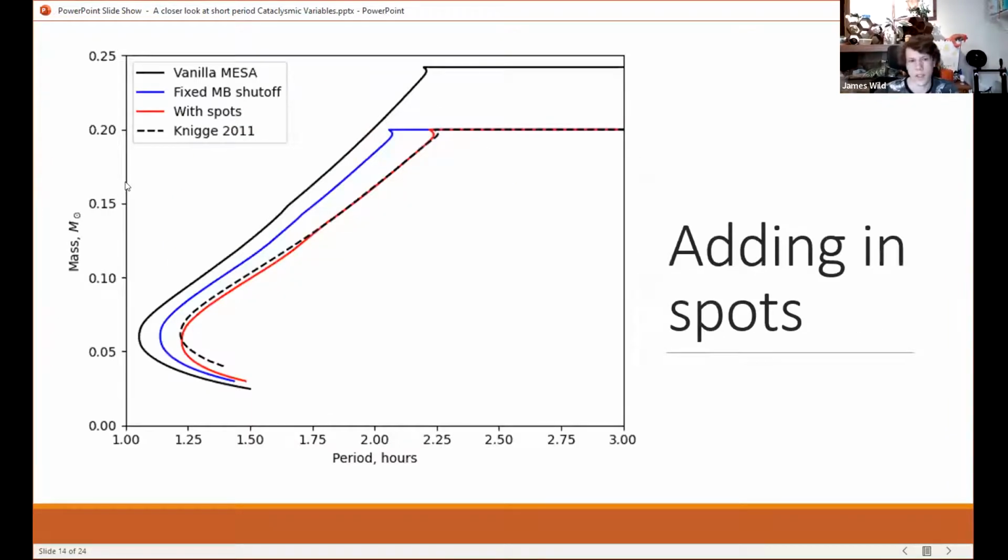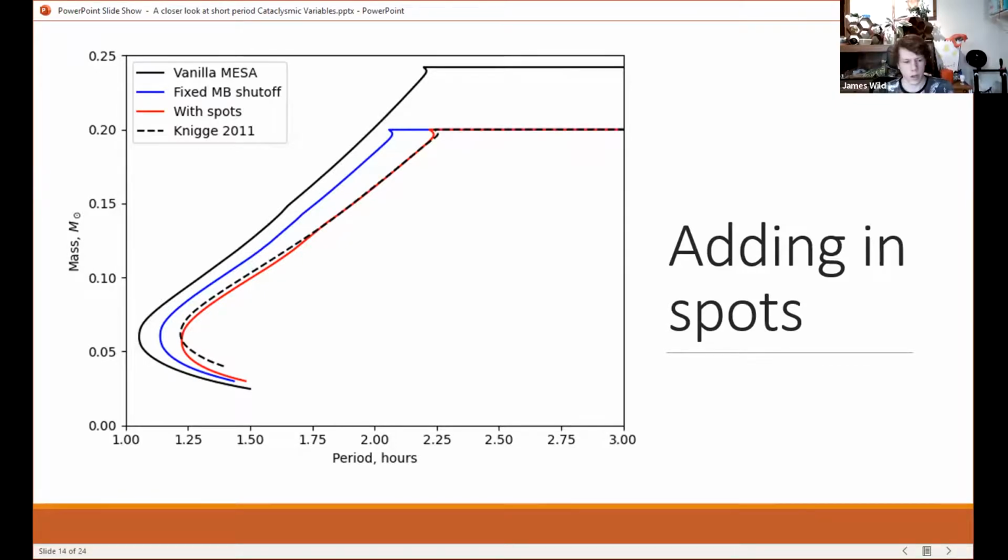And this is that. So now we have this new red line, and it's so good, it's actually hard to see up at the top. That's great. Oh, and there is this little bump down here, and that's just where MESA changes what equation of state it uses for the star, but it's not a problem for us, that's fine.